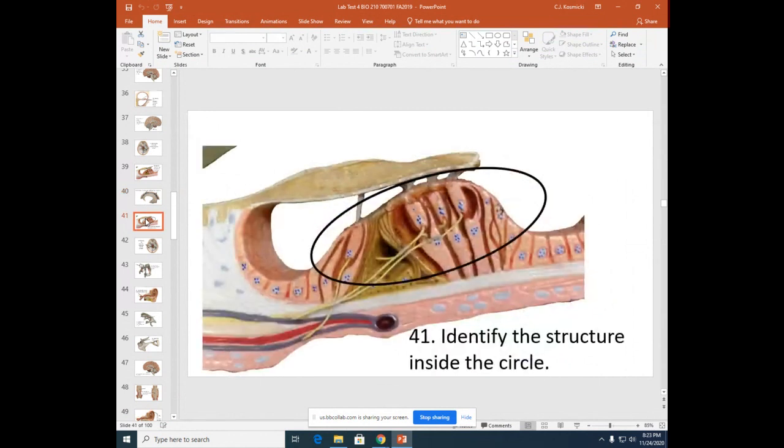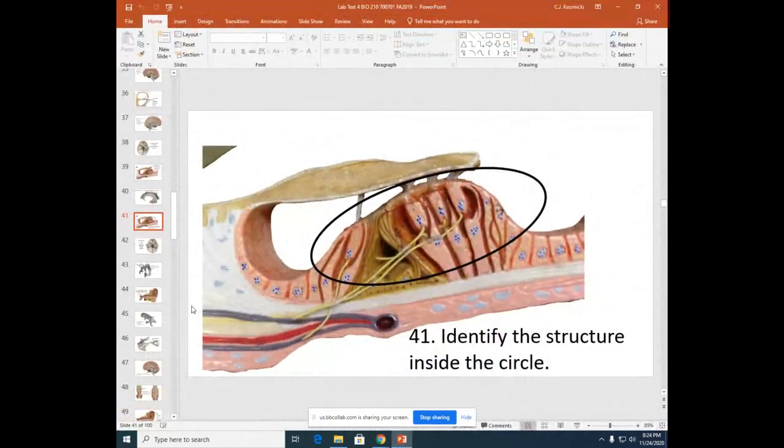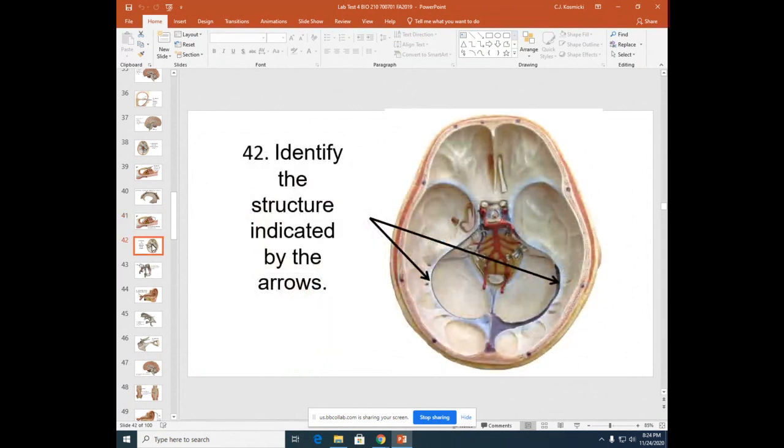Oh, this is an easy one. Everybody will know this one. Identify the structure inside the circle. It's the structure that houses those sensory hair cells. What do we call it? Yeah, the spiral organ. Spiral organ. Organ of Corti. C-O-R-T-I.